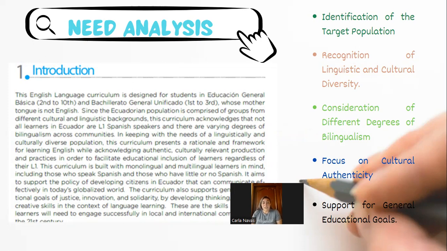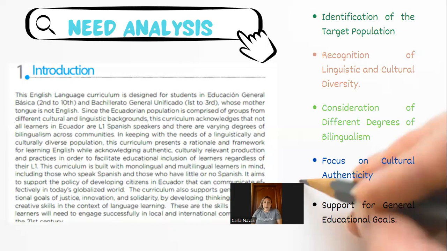The next part is consideration of the different degrees of bilingualism. It is mentioned that not all the students are native Spanish speakers, L1, and there are varied levels of bilingualism in the communities. This indicates an understanding of the diversity of language skills among the students and highlights the need for an adaptive approach.